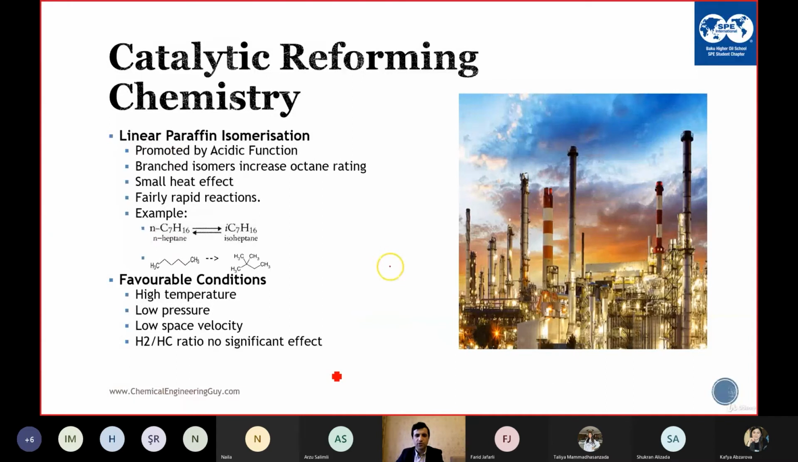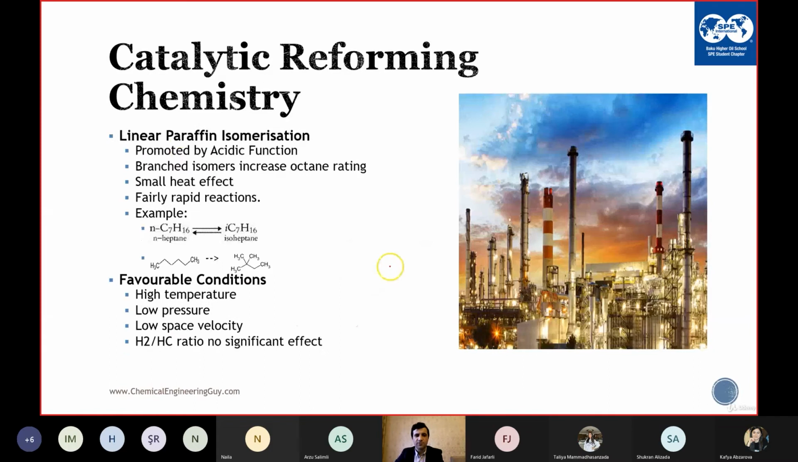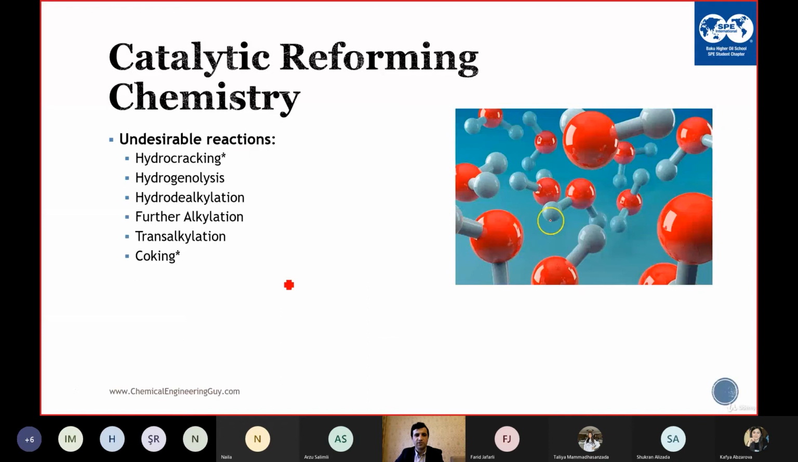So I will talk about later in the process. These are the chemistry and favorable conditions for these reactions: linear paraffin isomerization, favorable conditions for paraffin dehydrocyclization, and naphthene isomerization, and undesirable reactions. As I told you, hydrocracking and coking are the main undesired reactions which happen in both reforming and also in hydrotreating.